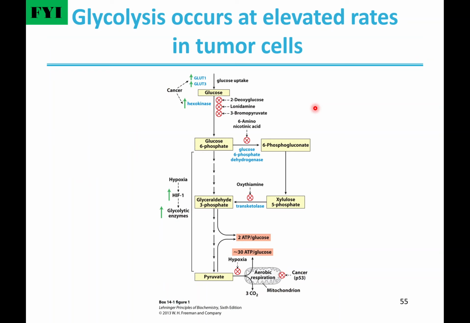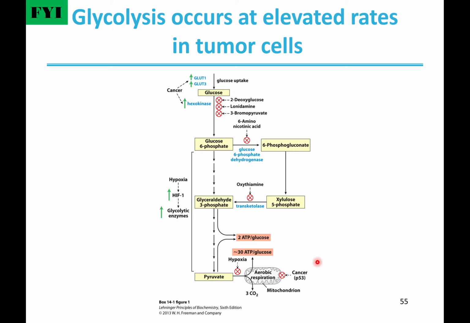The book goes into the fact that glycolysis is occurring at elevated rates in tumor cells. This is a little bit FYI because I'm not going to expect you to know this for an exam, but a lot of you might be interested in cancer biology. Because glycolysis is elevated in tumor cells, certain enzymes of glycolysis are targets for anti-cancer drugs, and some of those are shown here.